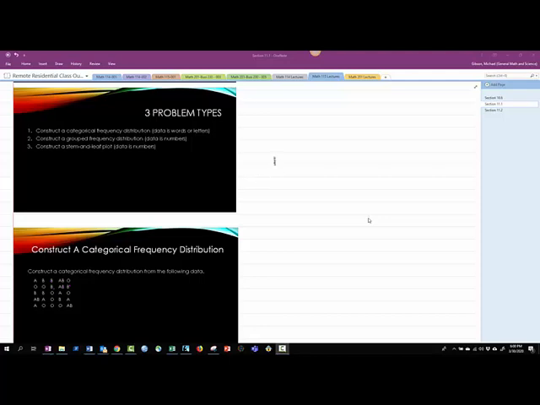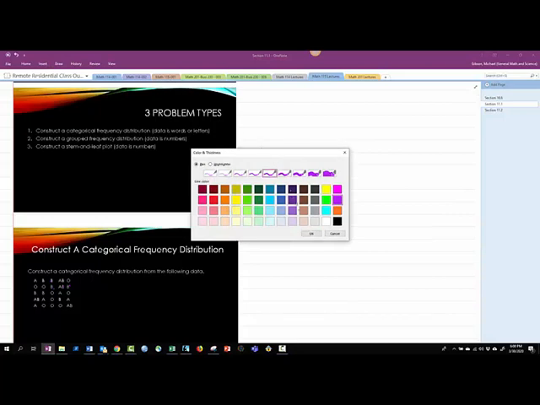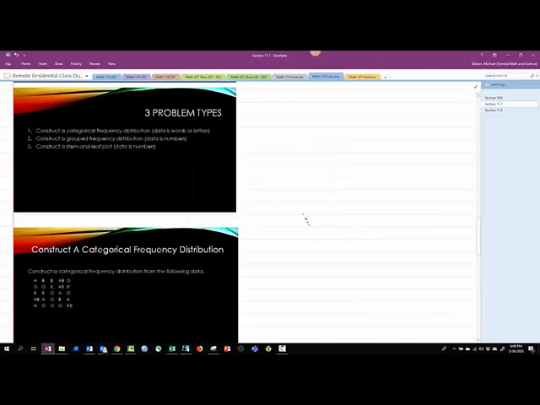Hello, so this is Chapter 11, Section 1, Part B. It's really sort of the statistical problem part. Part A was the definitions and terminology.